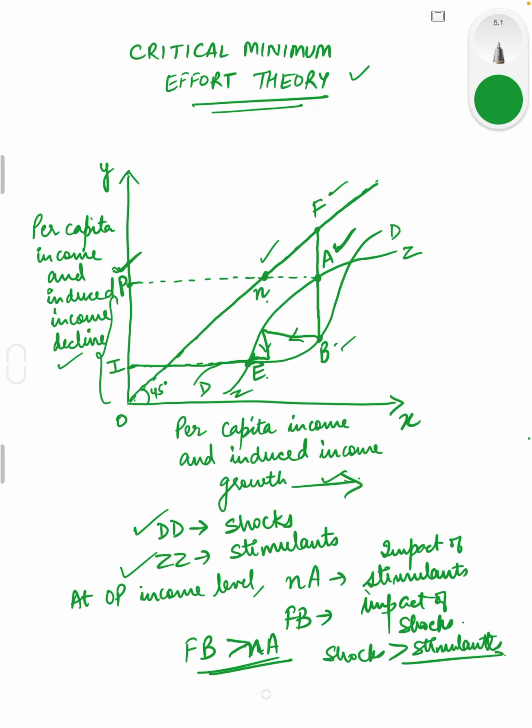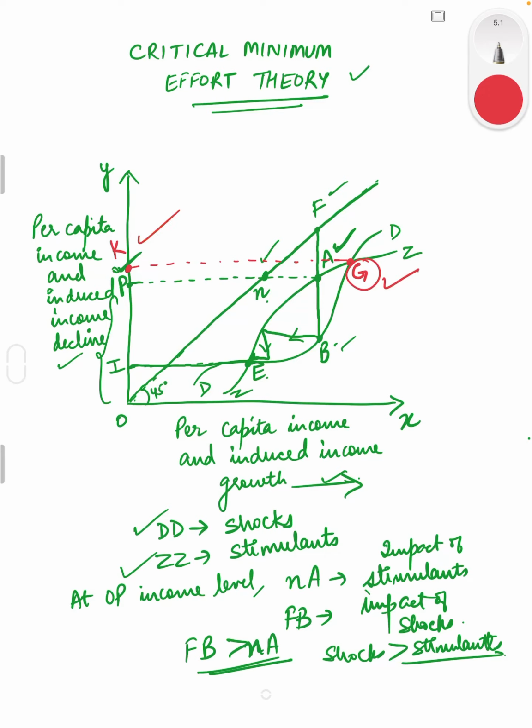So then what is the critical minimum investment? I'll just change the color and tell you. The critical minimum investment is corresponding to this point G. If you can see, I'm marking it in red. This is where the income level increases to OK, right? The income level increases to OK. At this point G, this is called the critical minimum investment.